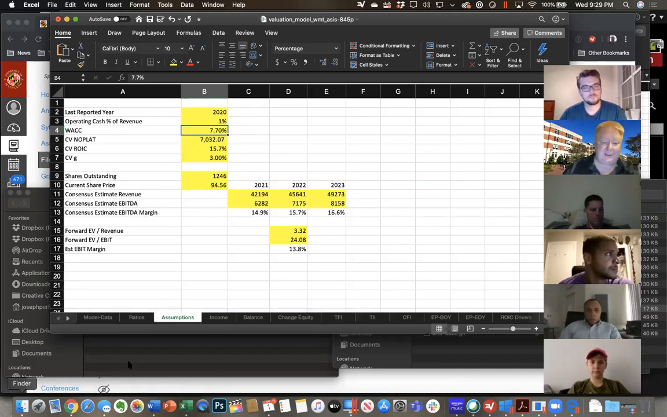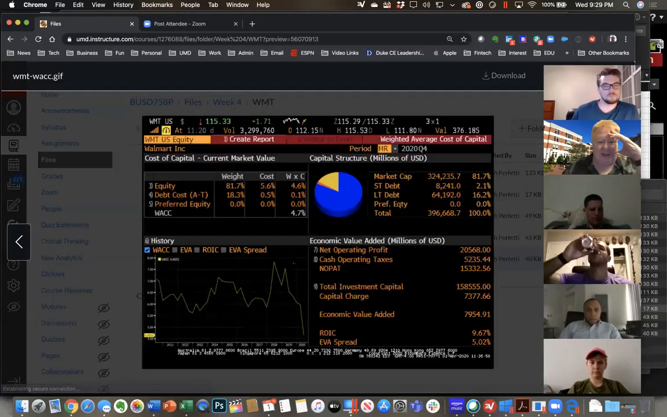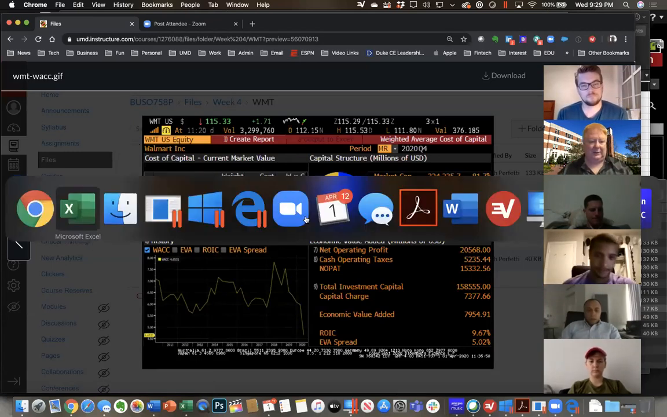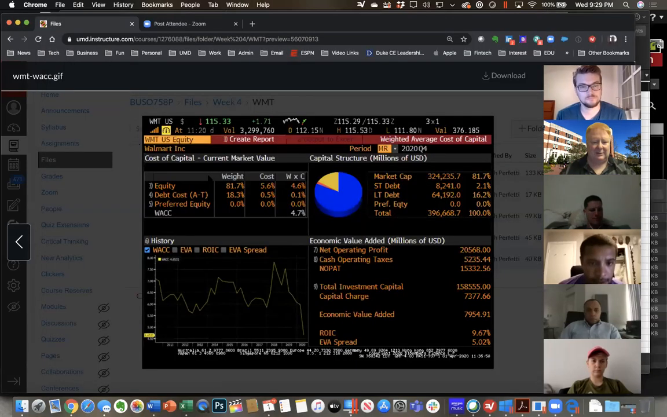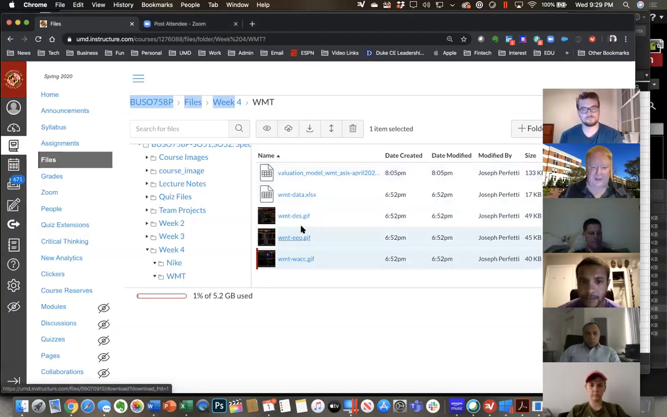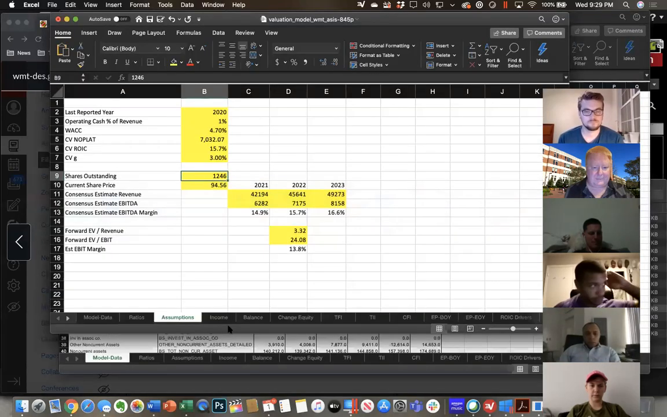Well, today, I go and look at my screenshot. Today, Walmart's WACC is 4.7%, so in this low interest rate environment, 4.7%. G will come back to. Shares outstanding, in the description file, we'll look: shares out for Walmart 2832.3.